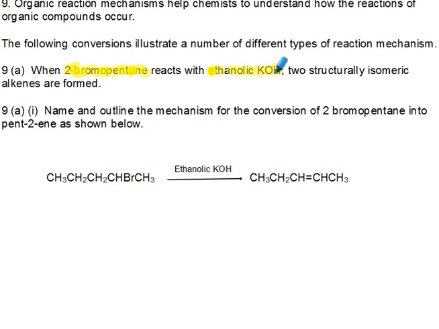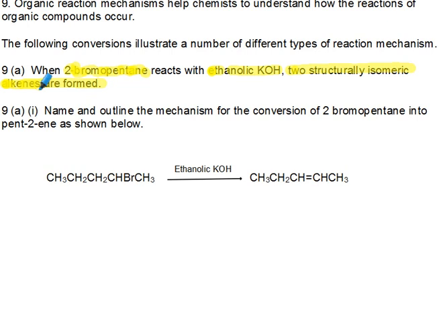Whenever we've got an ethanolic reagent or ethanolic potassium hydroxide, that would indicate that the hydroxide ion is acting as a base, therefore it's going to remove a proton. And this mechanism will be an elimination. It also indicates that two structurally isomeric alkenes are formed, and the structurally isomeric would mean something like the E and Z forms of isomers.